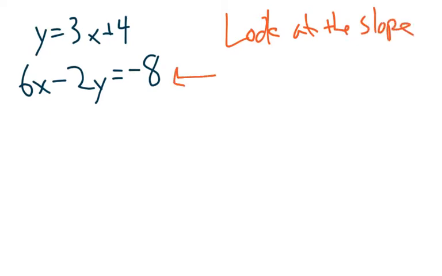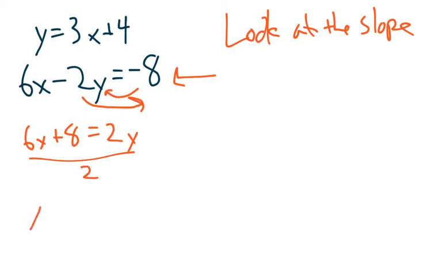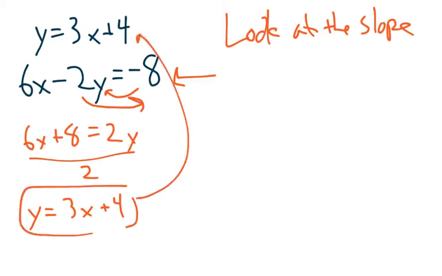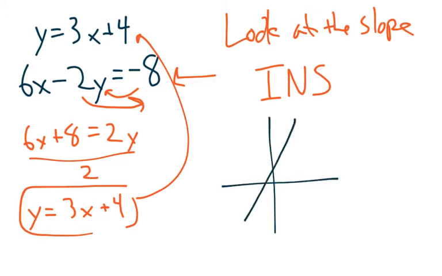Now, again, what I said is we have to look at the slope. Well, this one isn't written in slope-intercept form, so we need to solve that for y. So I would bump this over there, bump that over there. 6x plus 8 equals 2y. Divide everything by 2, and I end up getting y equals 3x plus 4. These are the same equations, but they look different. And so if you have the same equation, the same slope, the same intercept, well then you're going to have the infinite number of solutions, INS, because again, we've just written the same line twice.